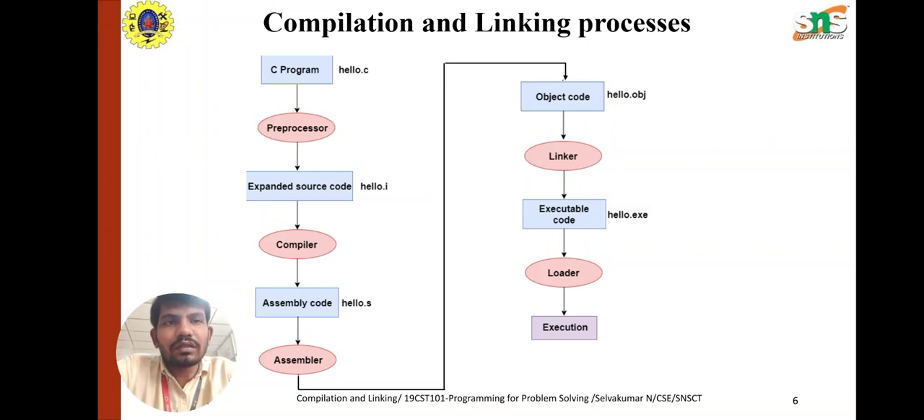So this is the compilation and linking process. First we have hello.c, the program file, which is sent to the preprocessor to expand the source code into hello.i. Then the compiler produces the assembly code hello.s. Then the assembler produces the object code hello.obj. Then the linker produces the executable code hello.exe. Then the loader loads it, and execution happens last.